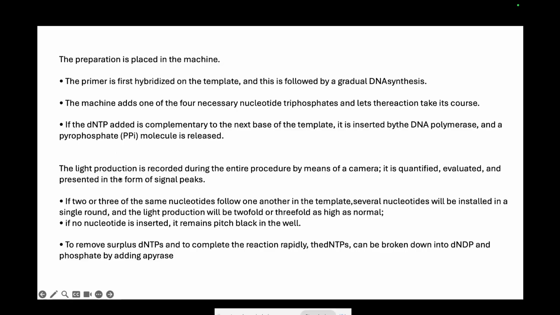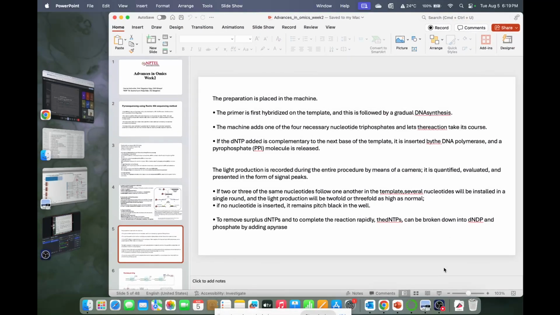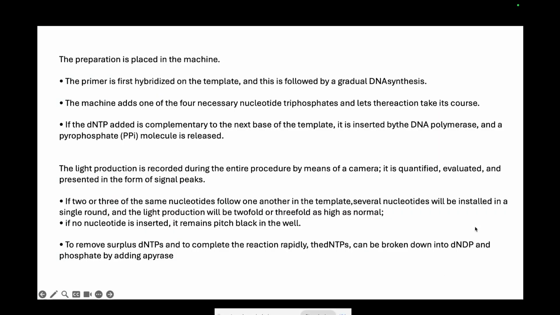The light production will be recorded during the entire procedure by means of a camera. Then it is quantified, evaluated, and presented in the form of signal peaks. So you get a graph with peaks showing the intensity of the light, and based on that, you can detect what base is at that particular position. If two or three of the same nucleotides follow one another in the template, several nucleotides will be incorporated in a single round, and the light production will be two or three fold higher than normal.